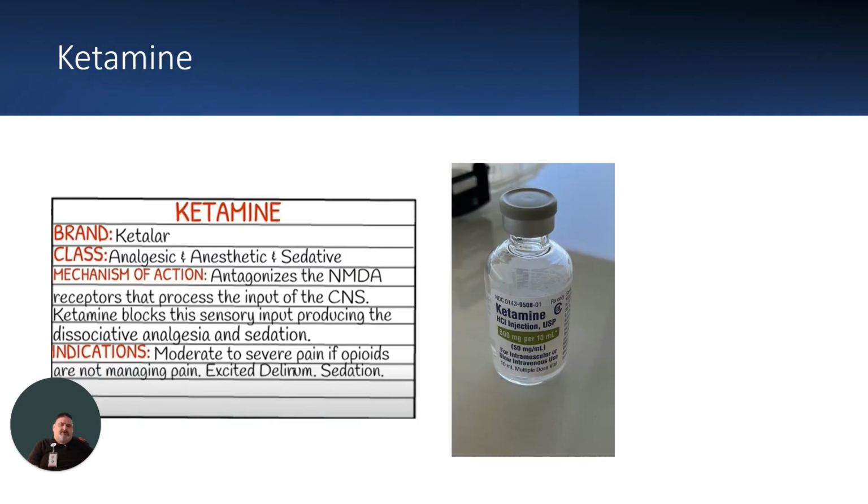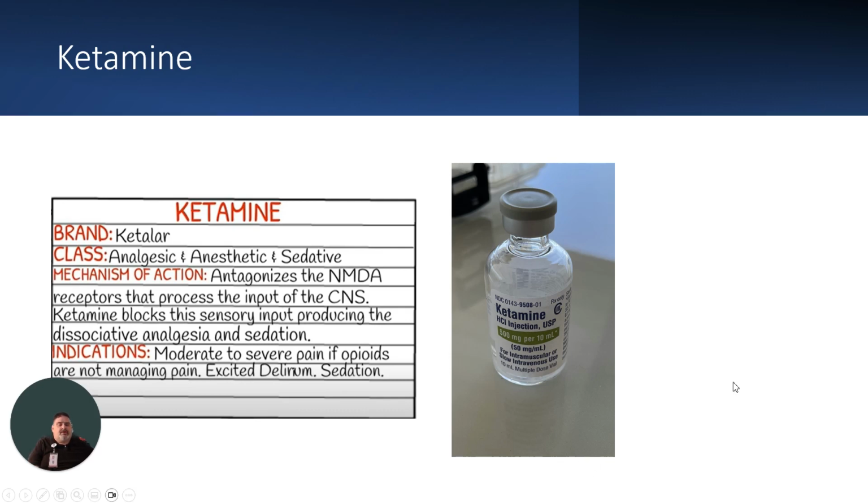Ketamine, brand name is Ketalar. That's awful close to Ketalog, which is another medication that we may or may not carry at times. So we're going to stick with calling it ketamine. It's an analgesic, anesthetic, and sedative. Again, it's an NMDA receptor site antagonist, basically blocking the process of the input in the central nervous system. It blocks sensory. What are the indications? Moderate to severe pain when opioids are not working, sedation, and excited delirium.